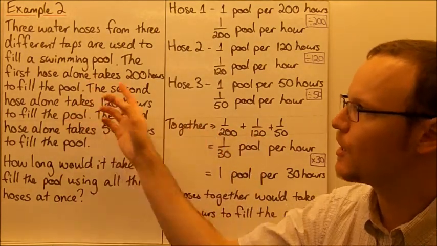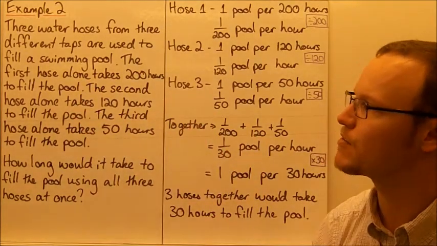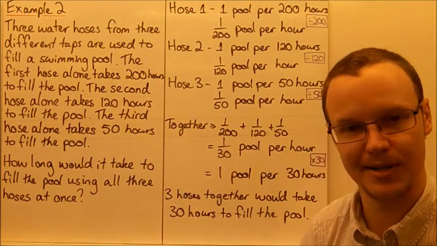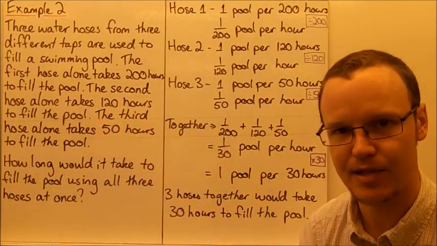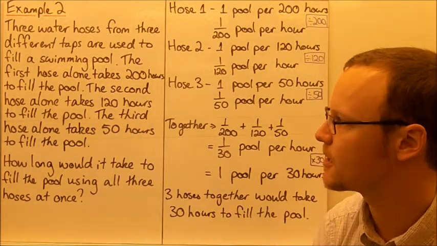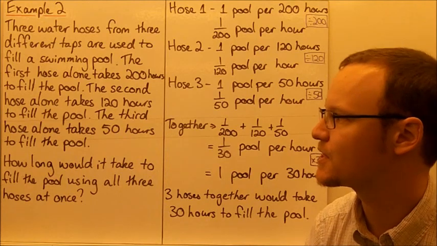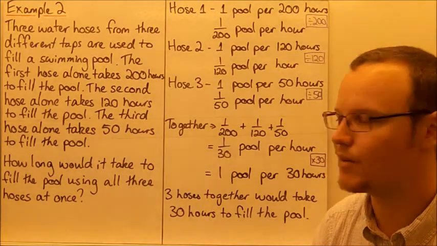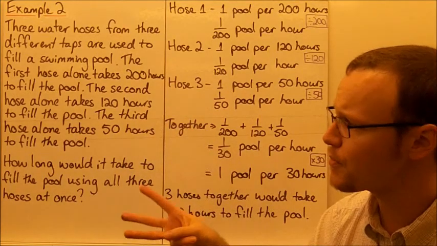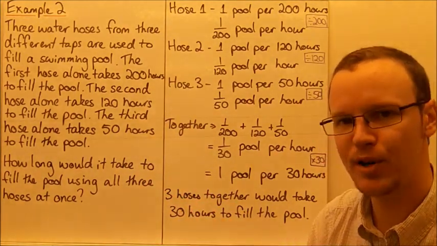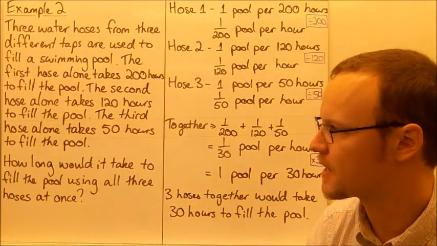The first hose alone, by itself, takes 200 hours to fill the pool without the other hoses. The second hose alone by itself takes 120 hours to fill the pool, so less time. So obviously the second hose is filling faster. And the third hose alone takes 50 hours to fill the pool. Once again, this third hose is obviously going a lot faster. So we've got 3 hoses and each one flows at a different rate, putting water in either faster or slower than the others.